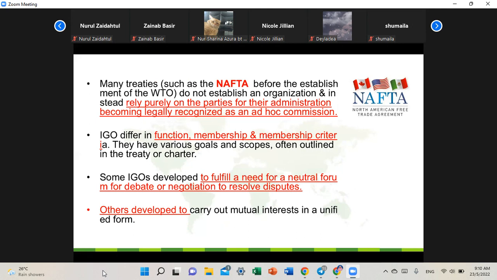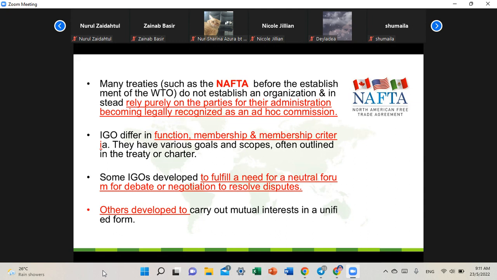Many treaties such as NAFTA, North American, before the establishment of the WTO. Okay, NAFTA adalah a predecessor of the WTO. Yeah, they do not establish an organization and instead rely purely on the parties for the administration, becoming legally recognized as an ad hoc commission. Okay, so IGOs differ in function, membership, and membership criteria. They have various goals and scope, often outlined in the Treaty or Charter.